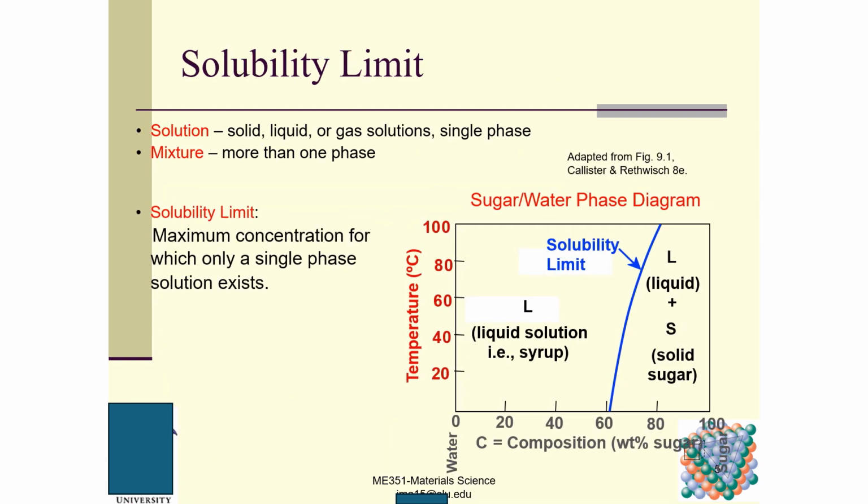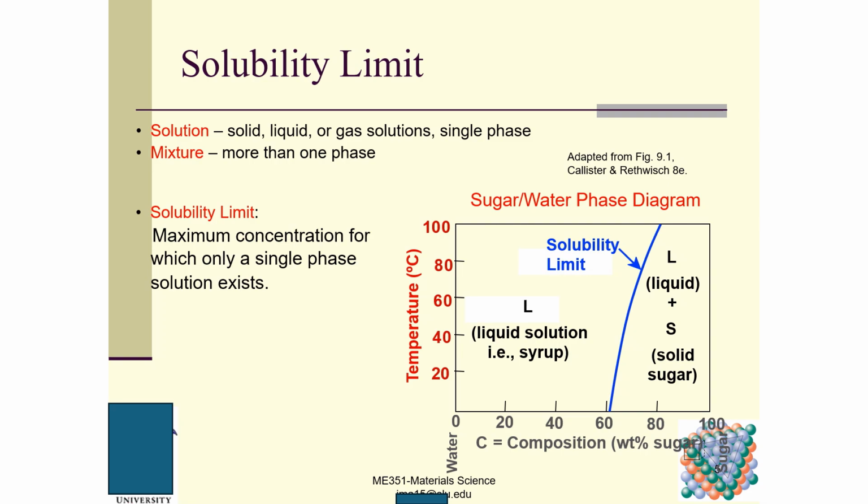Then we talk about solubility limit and solution. A solution can be solid, liquid, or gas, and it is a single phase. This is called a solution, single phase. A mixture has more than one phase. And the solubility limit is the maximum concentration for which only a single phase solution exists. So this is called the solubility limit.